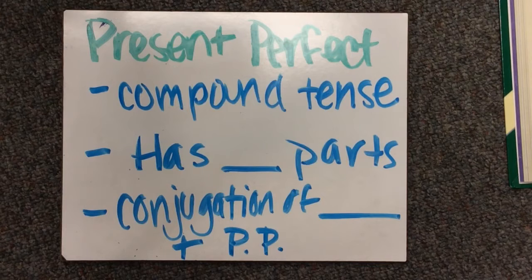Like I mentioned earlier, the present perfect, which we're learning about today, is a compound tense, meaning it's made up of multiple parts. In this case, it has two parts. The first part is a conjugation of the word haber, a word that sounds like it starts with an A, but it actually starts with an H. The second part is the past participle. We learned the past participle with the verb estar to describe something's condition back in chapter 2, but now we're going to use it to talk about things that we have done.